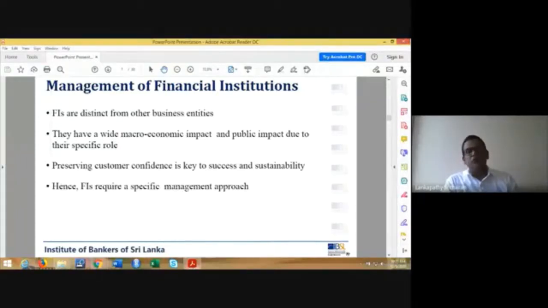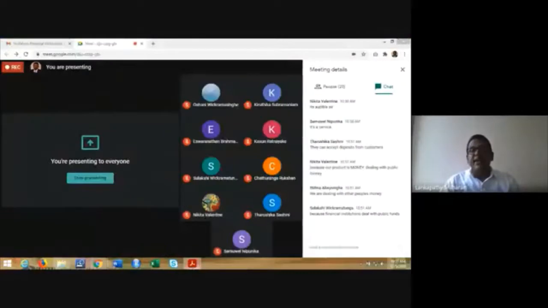So these are the reasons why the management of a financial institution should be different from the management of other business entities. You understand? I hope you have understood. If you have any questions, you can ask.